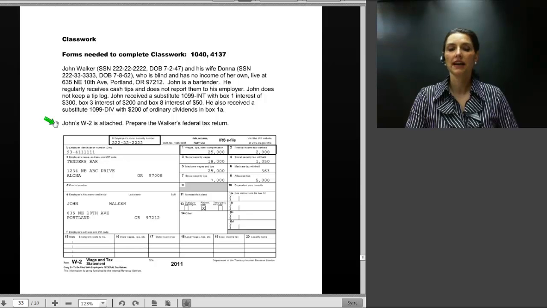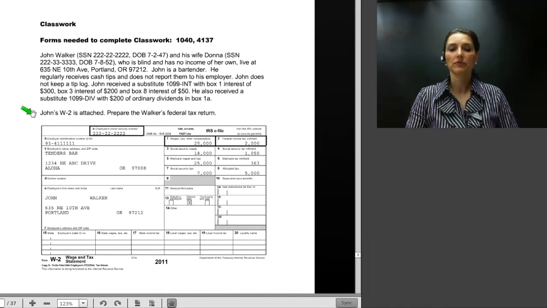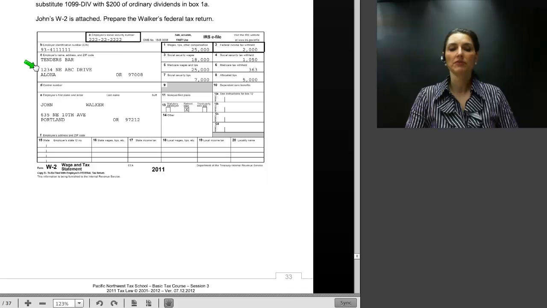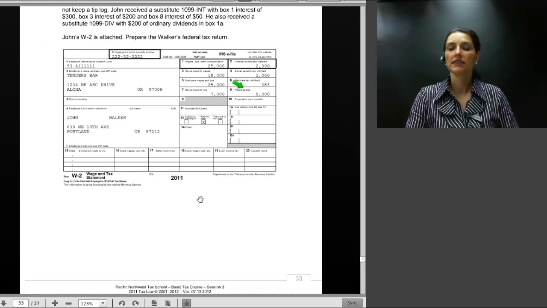John's W-2 is attached. Prepare the Walker's federal return. And as you're getting started on this particular tax return, I wanted to show you that we have a W-2 showing $25,000 of wage income, of which $18,000 is wages and $7,000 is tips. In addition, Box 8 shows allocated tips in the amount of $5,000.